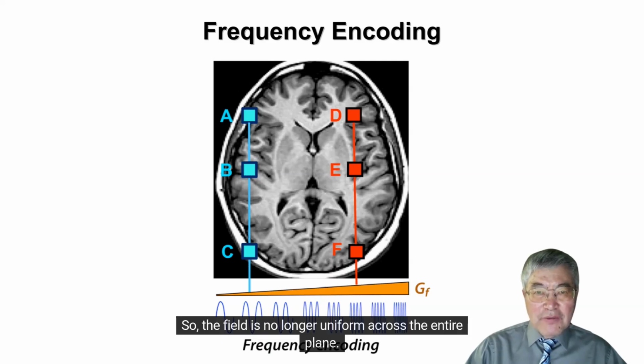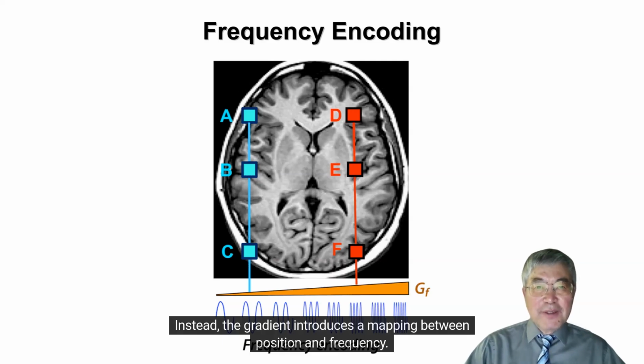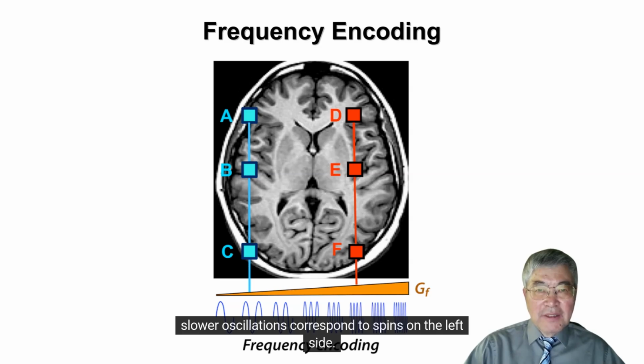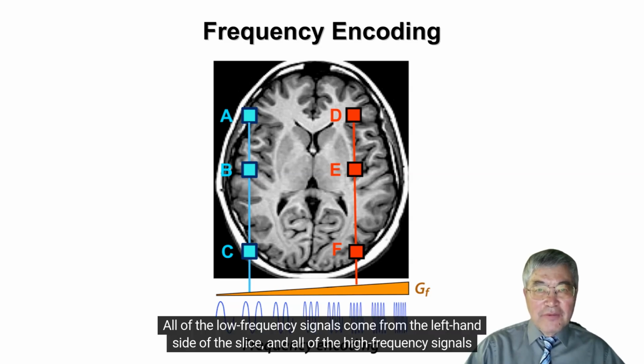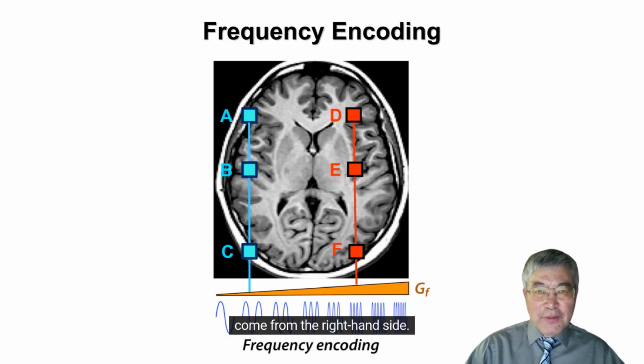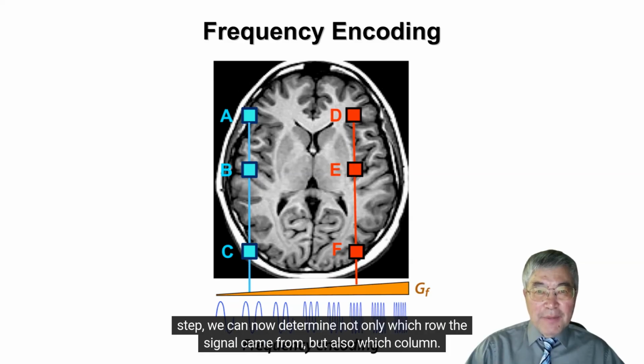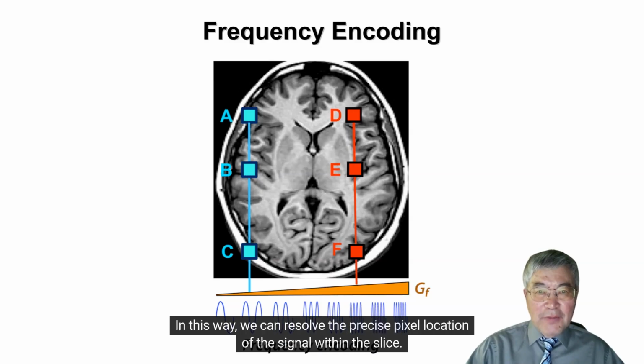So the field is no longer uniform across the entire plane. Instead, the gradient introduces a mapping between position and frequency. The faster oscillations in the measured signal correspond to spins located toward the right side, while the slower oscillations correspond to spins on the left side. All of the low-frequency signals come from the left-hand side of the slice, and all of the high-frequency signals come from the right-hand side. By combining this frequency information with the phase information we already stored in the earlier phase encoding step, we can now determine not only which row the signal came from, but also which column. In this way, we can resolve the precise pixel location of the signal within the slice.